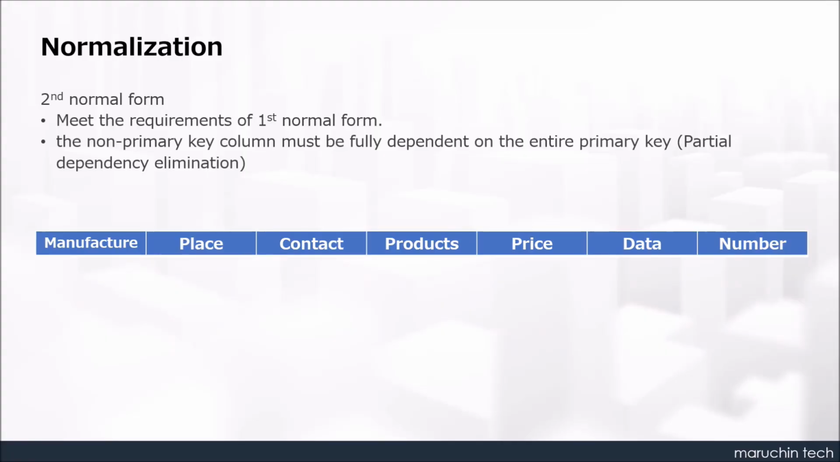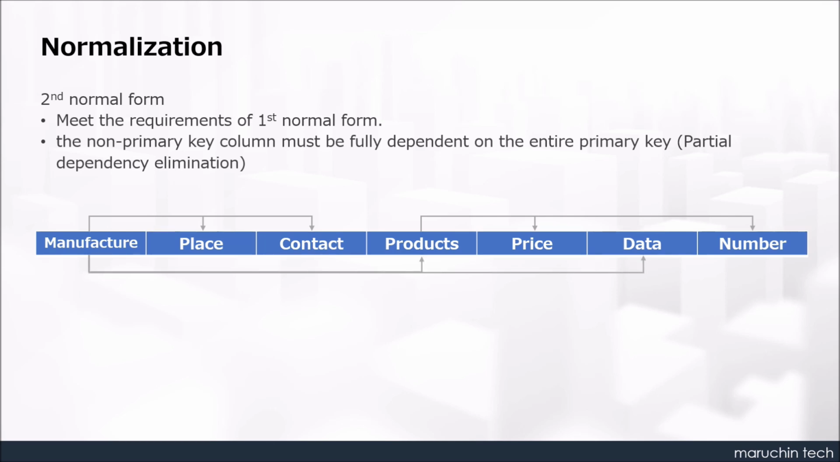Next, in the second normal form, in addition to the first normal form, a condition is added that the non-primary key column must be fully dependent on the entire primary key. This is called partial dependency elimination. In this case, the dependency is between the manufacturer, the place of manufacturing, and the contact information. In other words, the place and the contact information depend on the manufacturer. Additionally, the price and the number of products manufactured depend on the product. On the other hand, the product and date of manufacture depend on the manufacturer. This does not satisfy the second normal form.